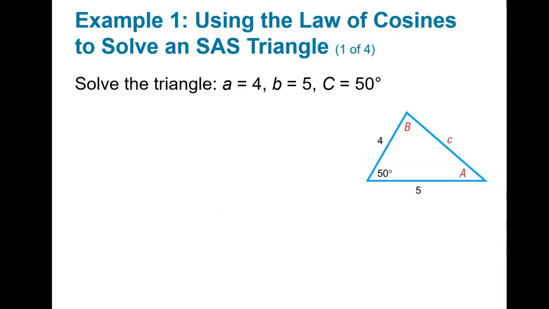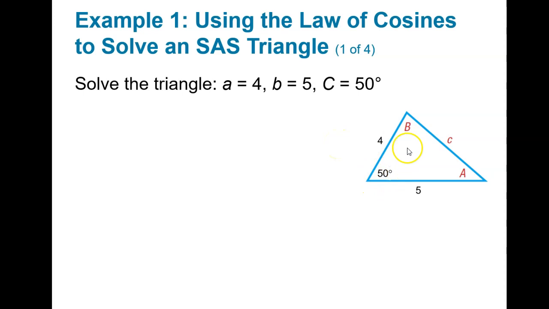All right, let's start off with the SAS scenario. So notice here, I'm told this is angle B, that's capital letter, so this is little b, that's the 5. This is 50 degrees, that's the C, that's opposite the side c. And then angle A is here, so that's little a, that's the 4. So this is side, angle, side, SAS. So this is going to be the law of cosines.